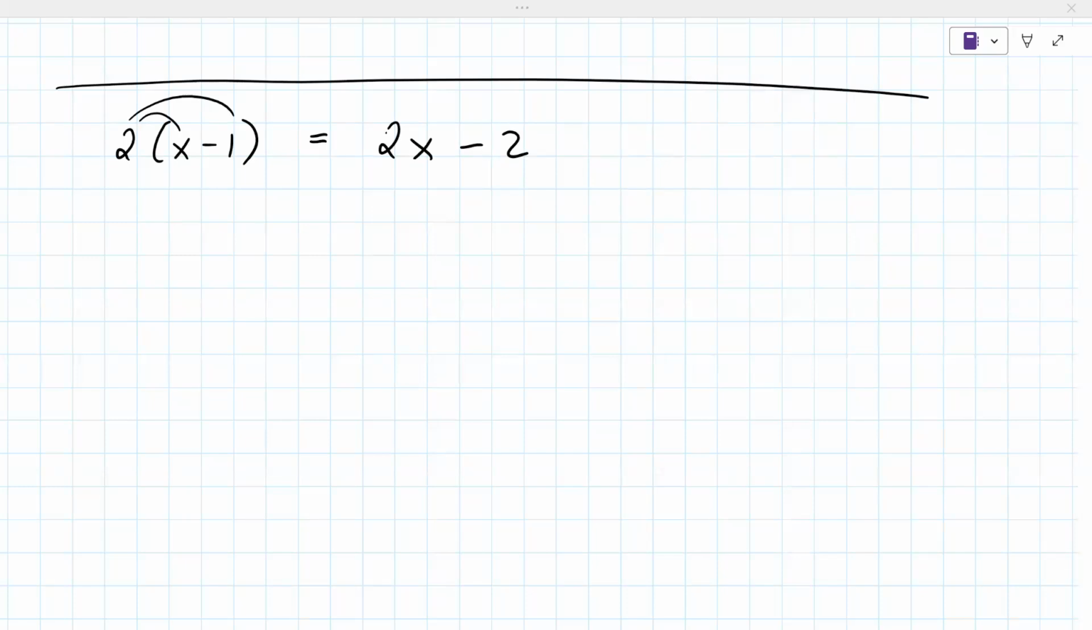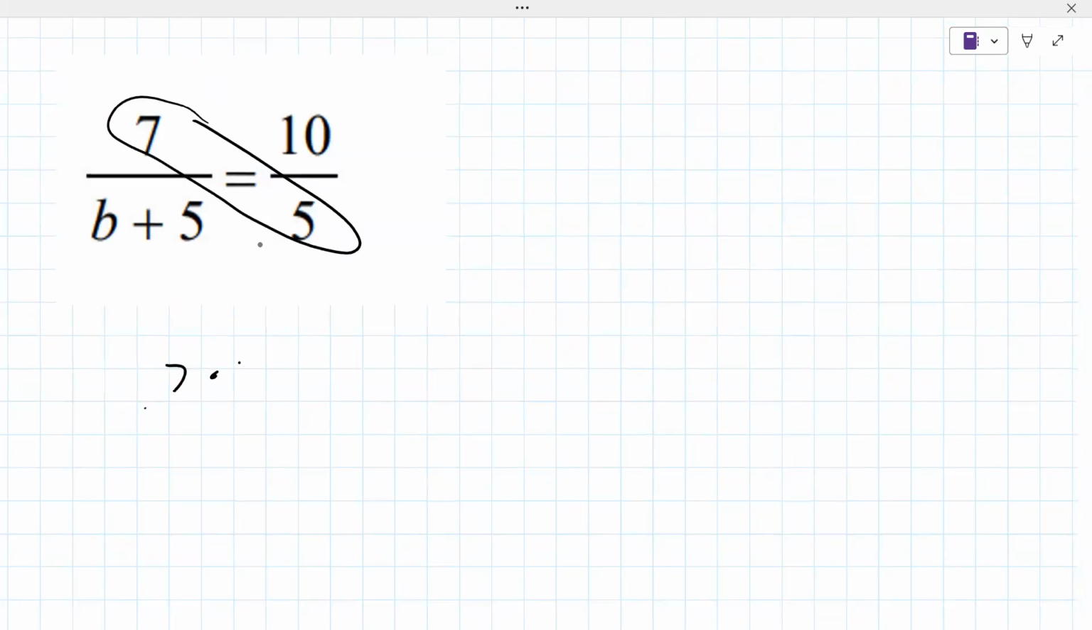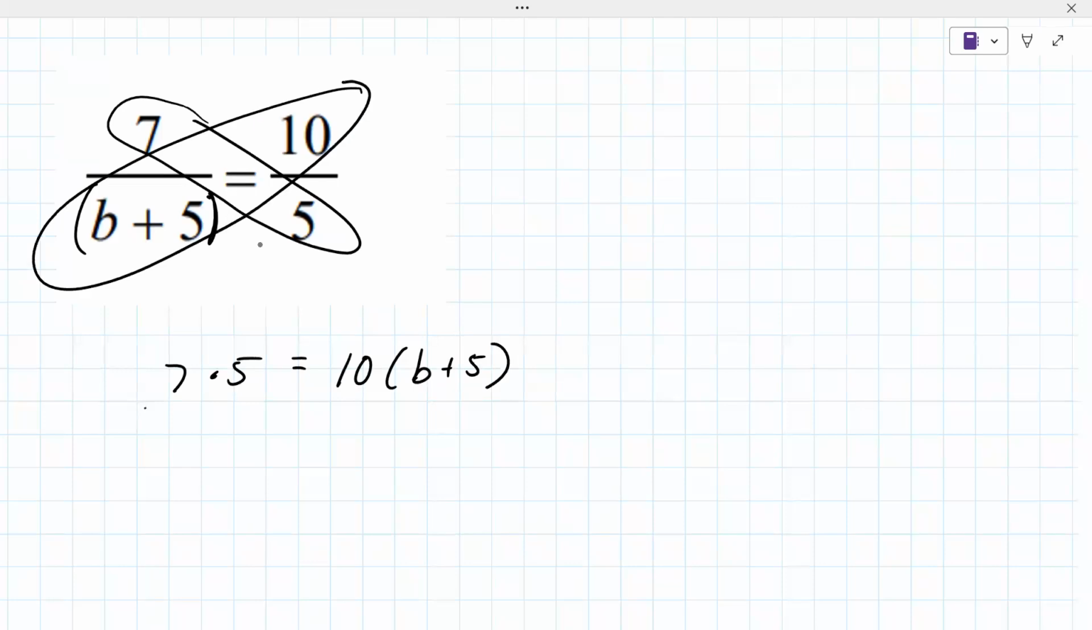Let's look at a more challenging problem here. Just like in the previous problems, you're going to multiply diagonally. So let's start with 7 times 5. On the other side, the b plus 5 is really in parentheses, so it becomes 10 times (b plus 5). Take a look at that and make sure it's clear where everything is coming from.